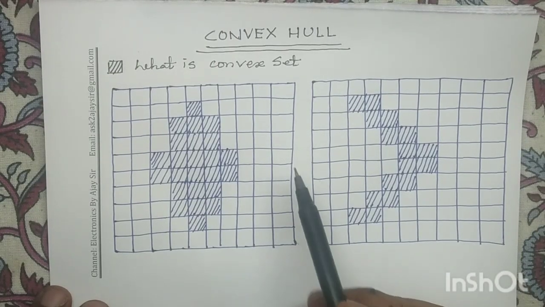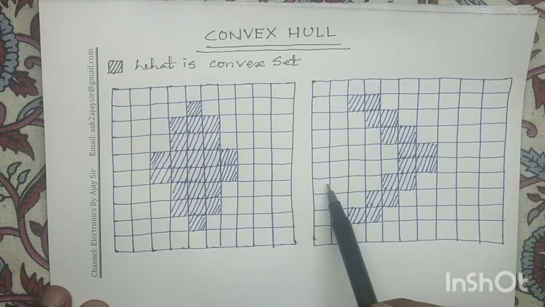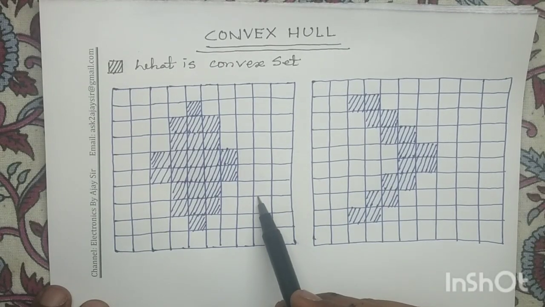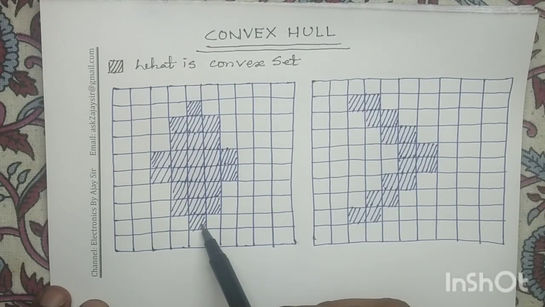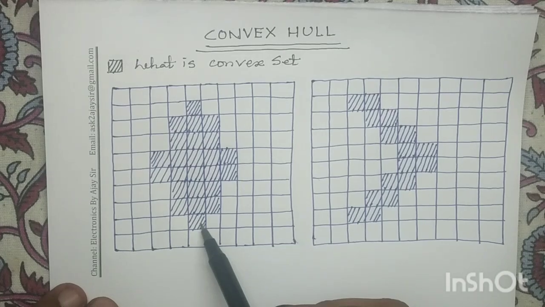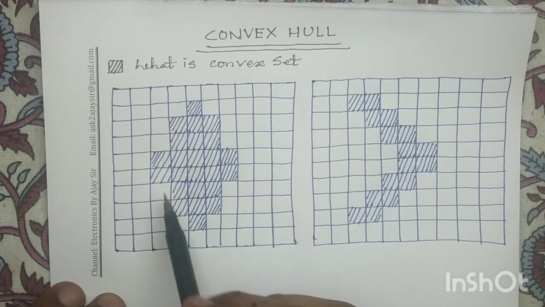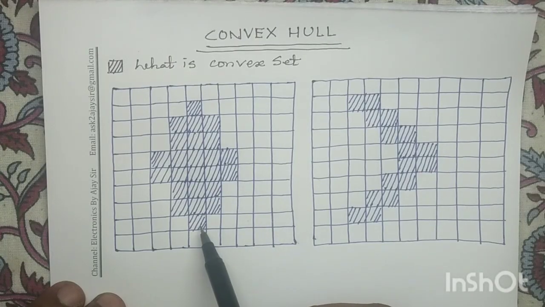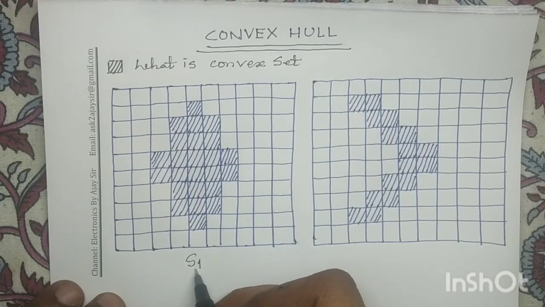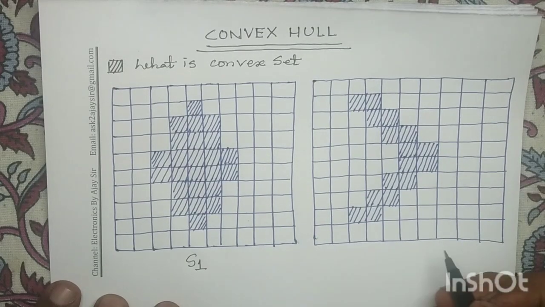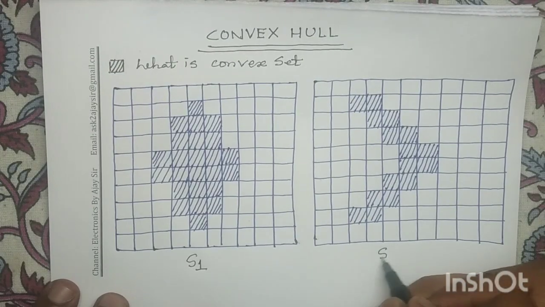In order to explain what is a convex set, here I have two digital images, digital image 1 and digital image 2. In digital image 1 and in digital image 2, this shaded portion represents my object part. This shaded portion represents my object set. For example, in digital image 1, the object set is represented by S1, and in digital image 2, the object set is represented by S2.